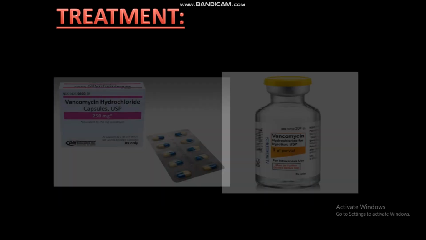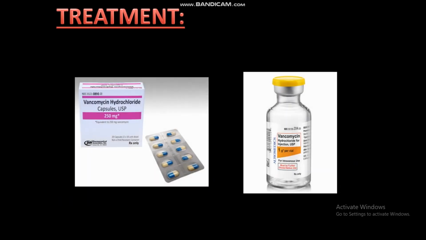For the treatment of Bacillus cereus, early administration of appropriate antibiotic treatment is important to prevent progression of the disease and the mortality. Vancomycin appears to be the most suitable treatment of choice.